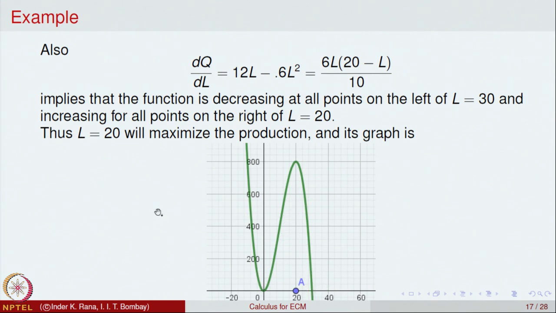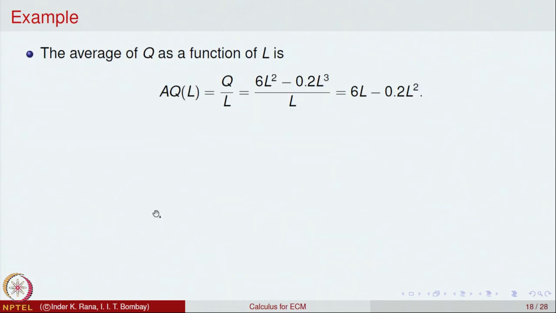But from the point of view of the economics problem, at L equal to 20, when the labor size is 20, there will be maximum production. You can see from here the production is increasing as the labor increases. When it reaches 20, there is a maximum production, and then the graph starts dropping down. That means when the labor increases beyond 20, the production will start decreasing. So the maximum happens at the point L equal to 20. This is how you can interpret the graph also.